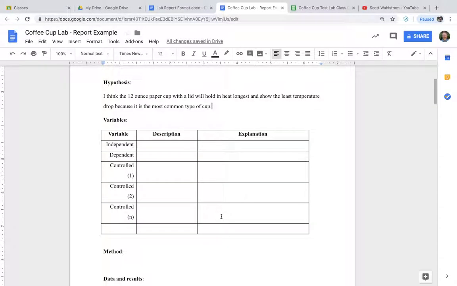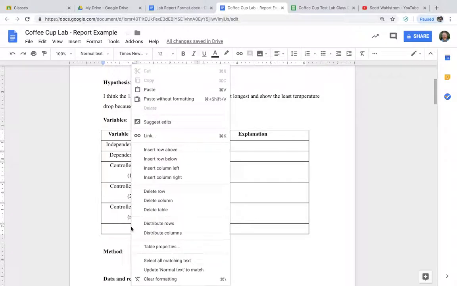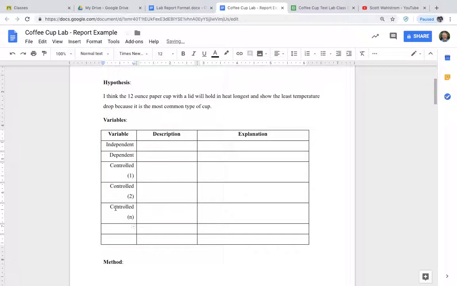Moving down to your variables, you're asked to identify the independent, dependent variables and several controlled variables. You've got room for 3 here. If you need more, just insert rows. You can do that easily by right-clicking, a double click or a right click, and insert a row above, and you can add lines and just write controlled 1, 2, 3, 4, 5, and so on. I'll get rid of that right there. All right, anyway.